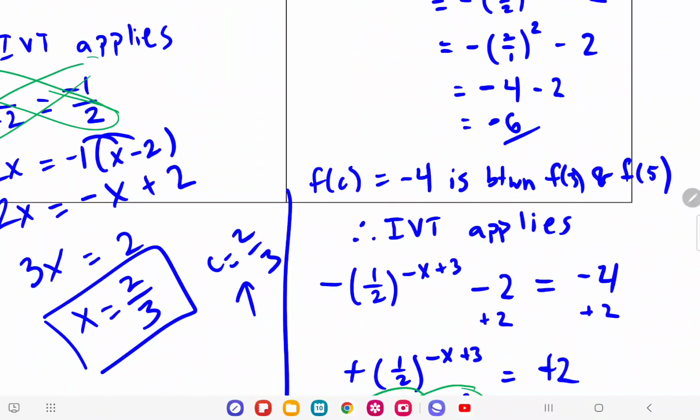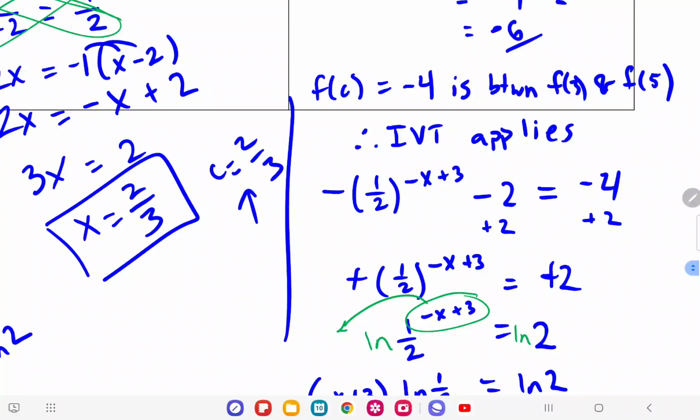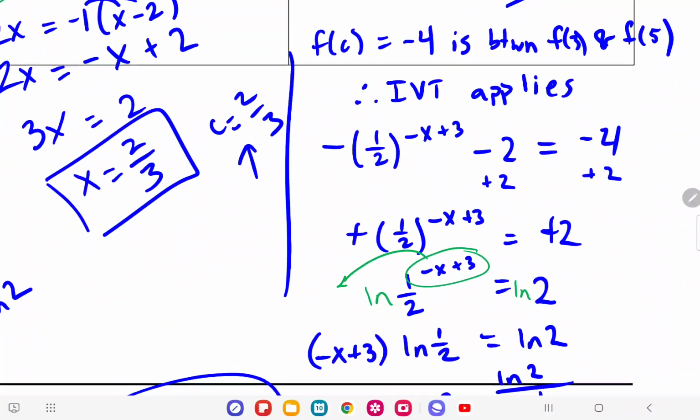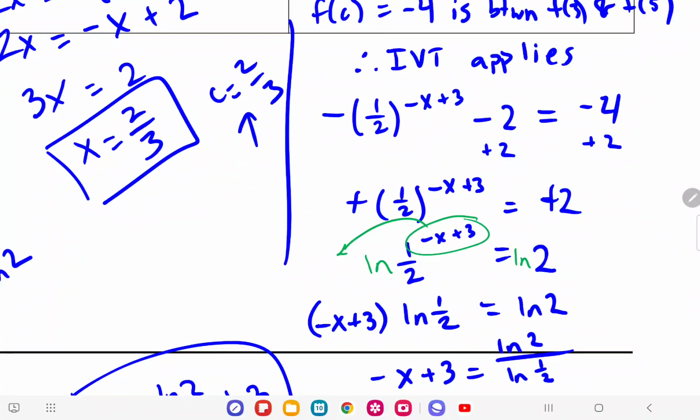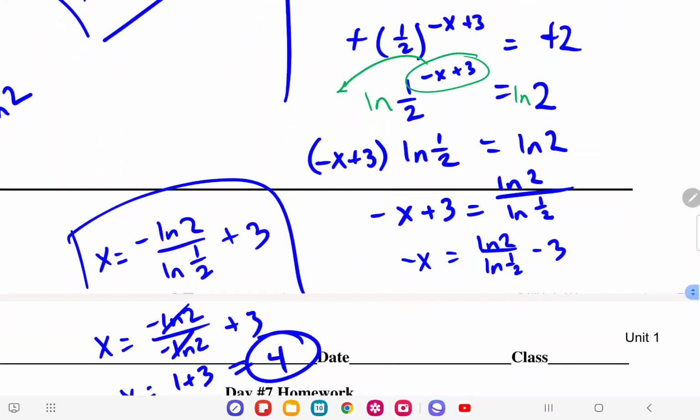Then to solve for our value, we're going to set that equation equal to negative 4, add 2 to both sides. This part's a little bit weird, but in order to solve for that exponent, we're going to take the ln of both sides. You can bring the exponent down in front, so you divide by 1/2. So we get negative x plus 3 equals ln of 2 divided by ln of 1/2. Negative x equals ln of 2 over ln of 1/2 minus 3. The solving of this is a little bit weird. Divide everything by the negative, and we'll get this answer here on the left. Negative ln of 2 divided by ln of 1/2 plus 3.